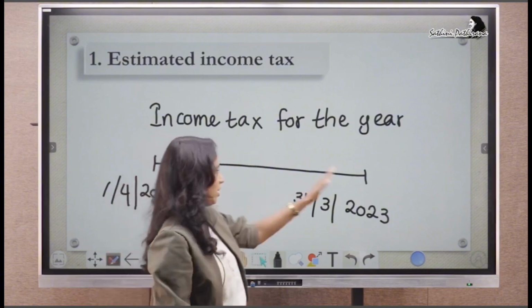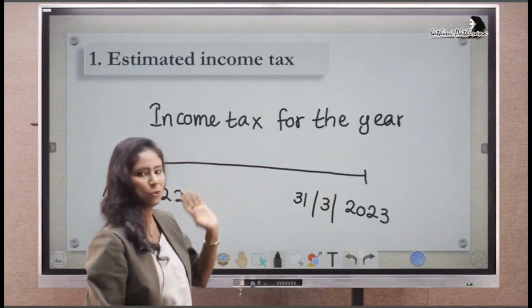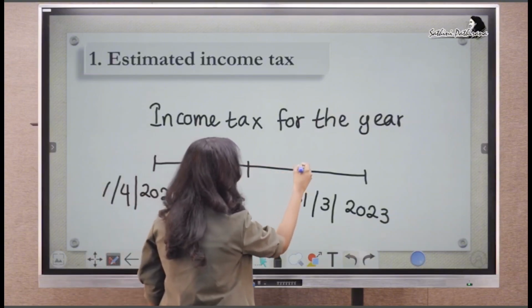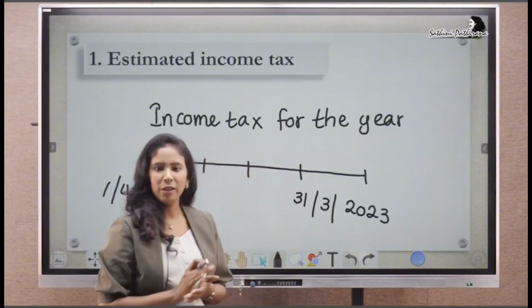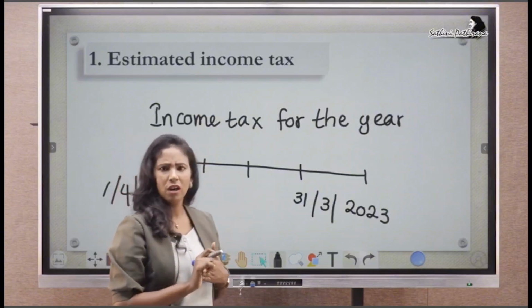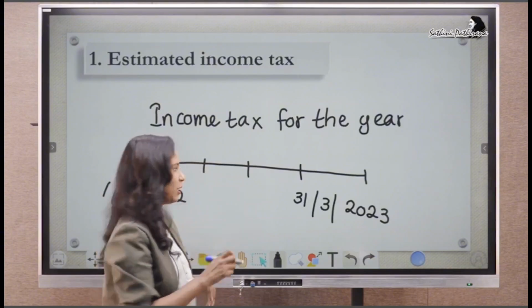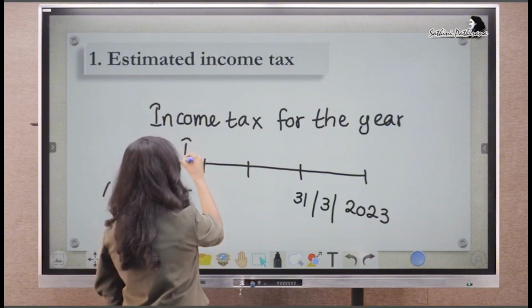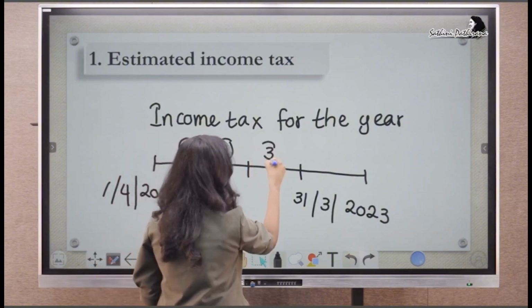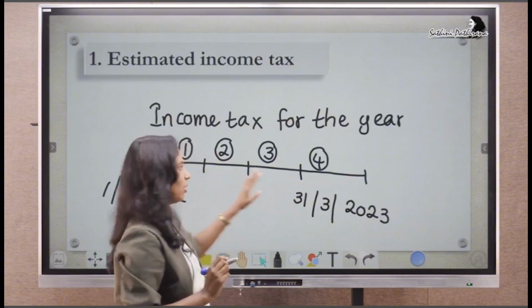So from here to here there are 12 months of period. These 12 months we need to divide into 4 quarters. Keep in mind, children, 1 quarter is 3 months. That means there are 4 quarters per year: quarter 1, quarter 2, 3 and 4.